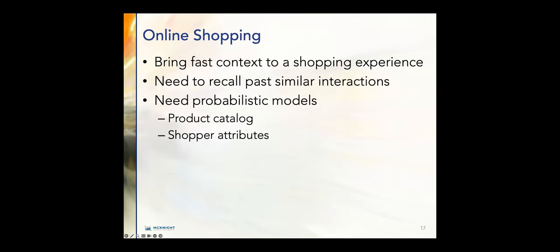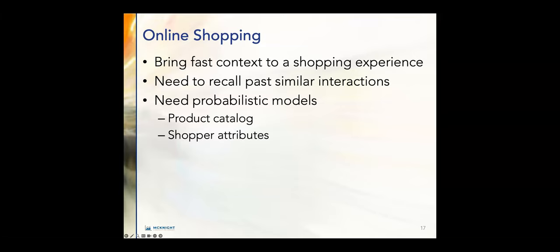Online shopping, we all do it. And a lot of that fast context is brought to your shopping experience. You might like this, or this goes with that kind of thing. That comes from a graph database. And in order to do this, it needs to be able to recall past similar interactions, not just by you, but by people that are like you. And who is like you? Well, that depends on different things, depending upon the context of the interaction. Sometimes somebody that lives across the street from you is someone like you, no matter what they look like. And sometimes it's somebody on the other side of the world because they look like you. So it all depends. But identifying like people is one aspect of this. And then identifying the right product to pitch, show, et cetera, is the other thing.